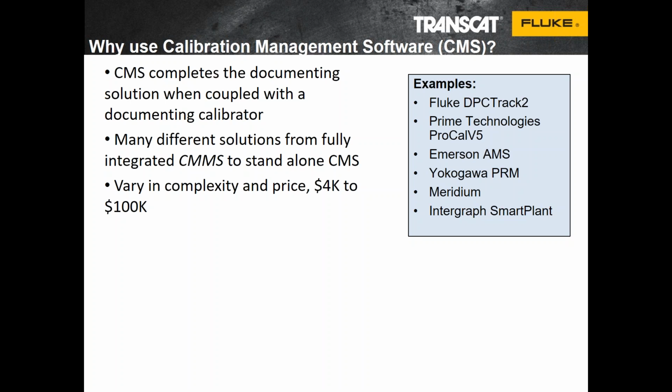Calibration management software completes the documenting solution when coupled with a documenting calibrator. There are many different solutions, from fully integrated computerized maintenance management systems to standalone calibration management systems. They vary in complexity and price from under $4,000 up to $100,000. And here's some examples. The example we're going to talk about today is Fluke's DPC Track 2.